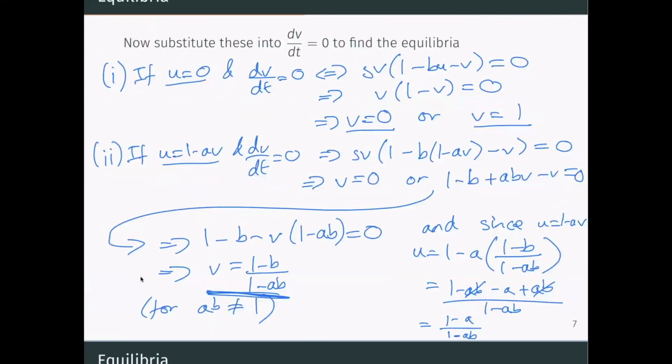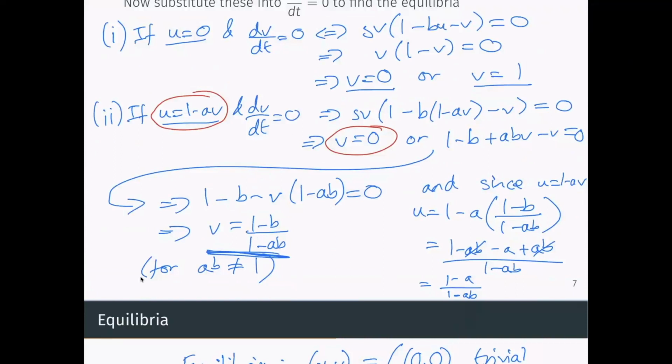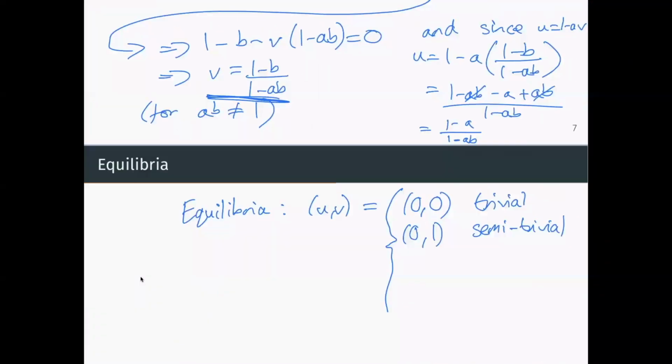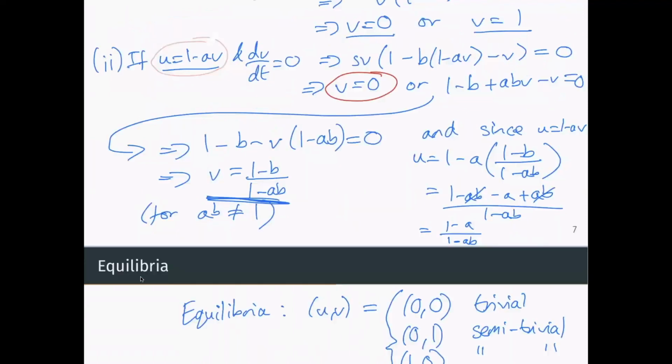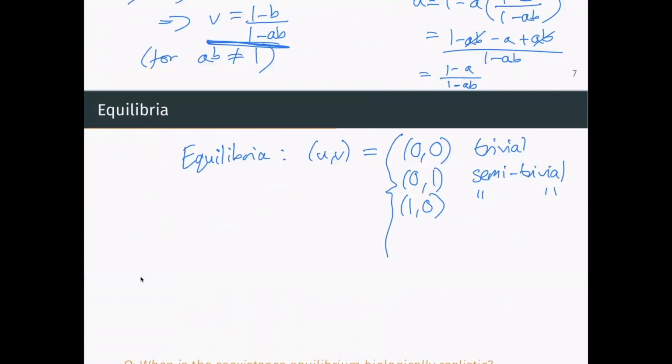What else do we have? We haven't actually fully described all of the equilibria here because we did have this case where U is equal to 1 minus AV implies that V could be equal to 0. If V is equal to 0, then the minus AV is going to go to 0 as well. So we can have that U is equal to 1 and V is equal to 0. Again, this is a semi-trivial equilibrium because one of the populations is extinct.